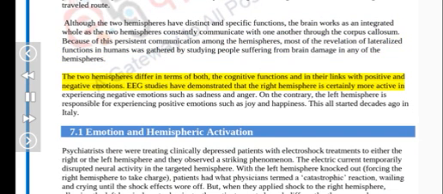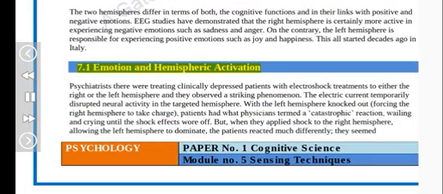The two hemispheres differ in terms of both the cognitive functions and in their links with positive and negative emotions. These studies have demonstrated that the right hemisphere is more active in experiencing negative emotions such as sadness and anger. On the contrary, the left hemisphere is responsible for experiencing positive emotions such as joy and happiness. This all started decades ago in Italy. 7.1 Emotion and hemispheric activation.